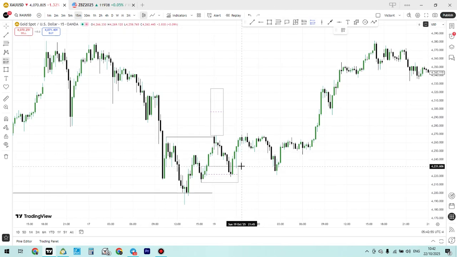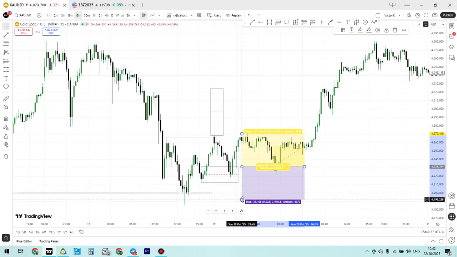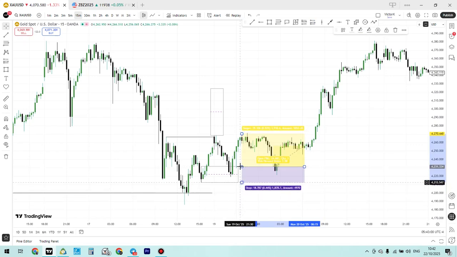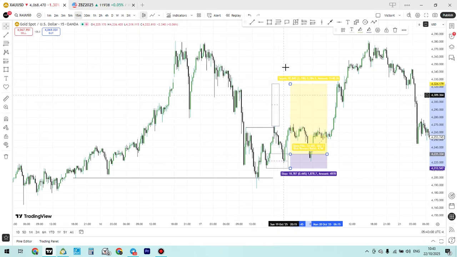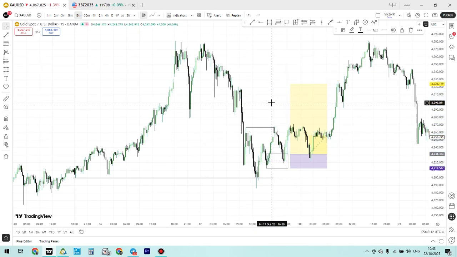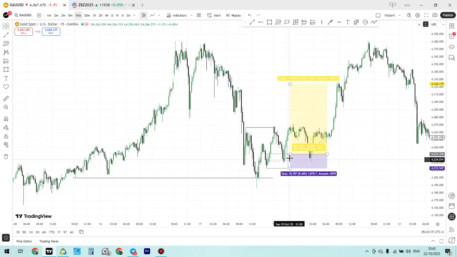So you can see that this is essentially the trade idea. We have an entry here. We have our stop loss here. And then the take profit is here. Okay, this is a take profit here. That is 5R. Okay, that's 5R on this trade.